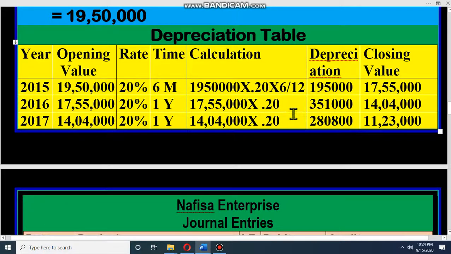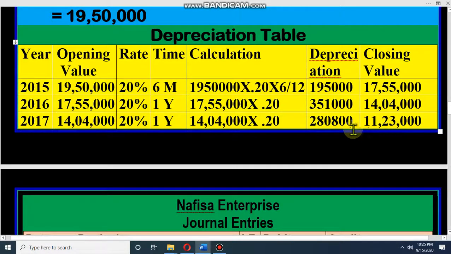It is the depreciation for 2016. And closing value, again I am telling the formula, opening value minus depreciation. Dear student, take your calculator, opening value minus depreciation, then it is the closing value, so then it is the depreciable value for next year. And for 2017, now the opening value is 14 lakh 4,000 and 20% is the rate for 1 year. The amount is 2 lakh 80,800 and this is the closing value. This way it will go on for 10 years.